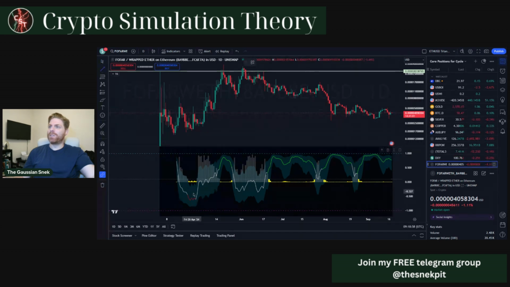In fact, what we've seen is as this asset has matured, FOFAR's correlation with Bitcoin has generally increased, which is a good thing because that reflects a very natural market behavior for FOFAR. And that's actually a great way to assess the health of this asset.